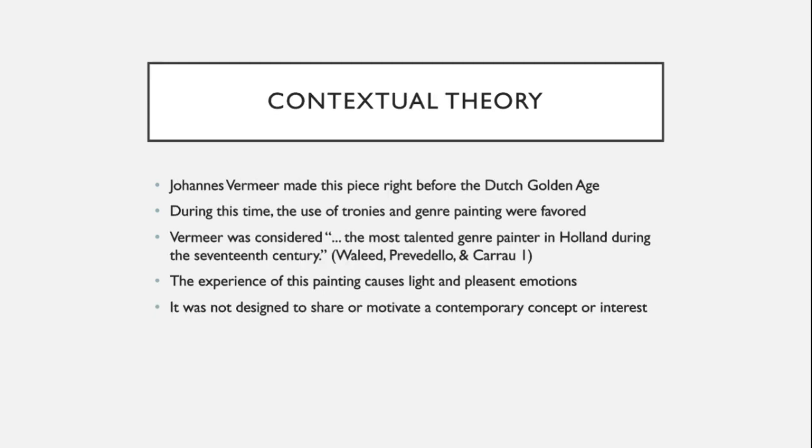Third of all is contextual theory. This particular piece of artwork by Johannes Vermeer was made right before the beginning of the Dutch Golden Age. During this time, the use of tronies and genre painting were specifically favored. Additionally, Vermeer was considered the most talented genre painter in Holland during the 17th century.